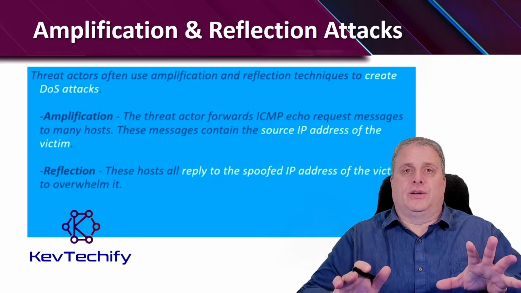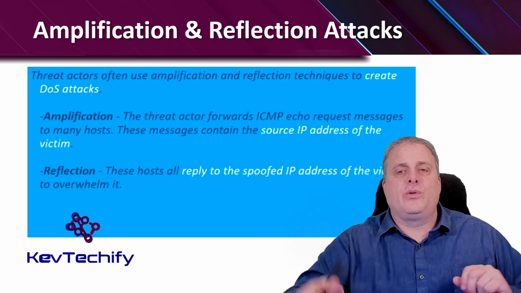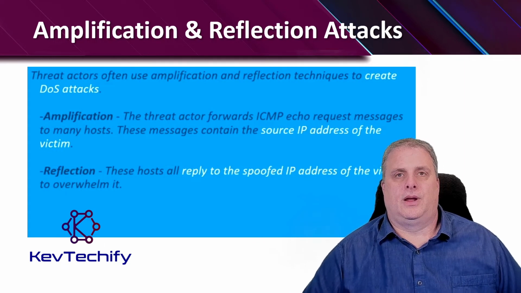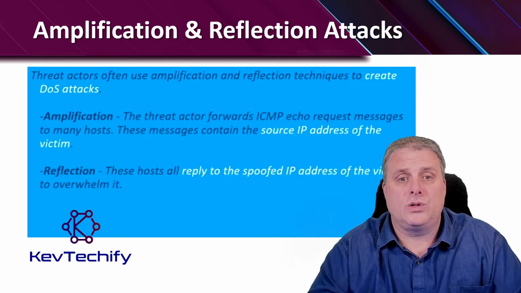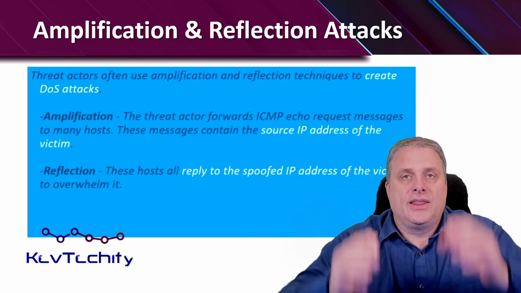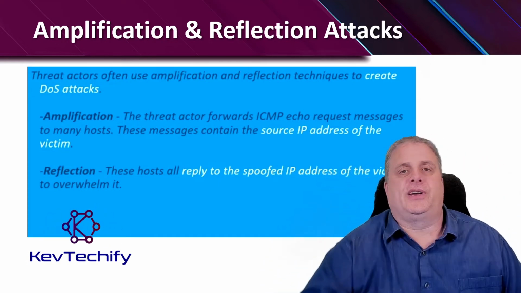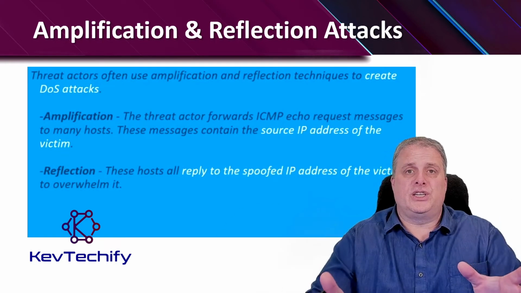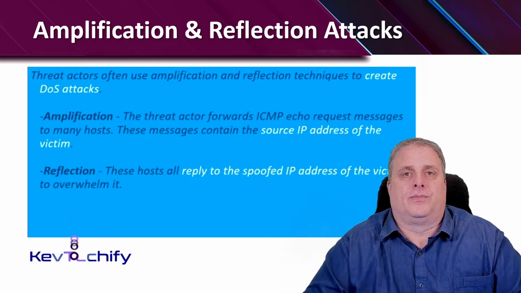With amplification, the threat actor is going to use ICMP to forward echo requests to a whole bunch of hosts. And all these messages that are forwarded to all of those hosts are going to contain a spoofed source IP address. That spoofed source IP address is going to be the IP address of our victim. We message all of these machines, and once again, it has the spoofed IP address of our victim.